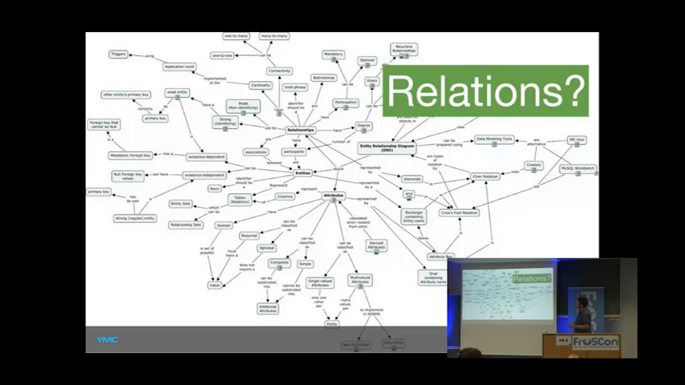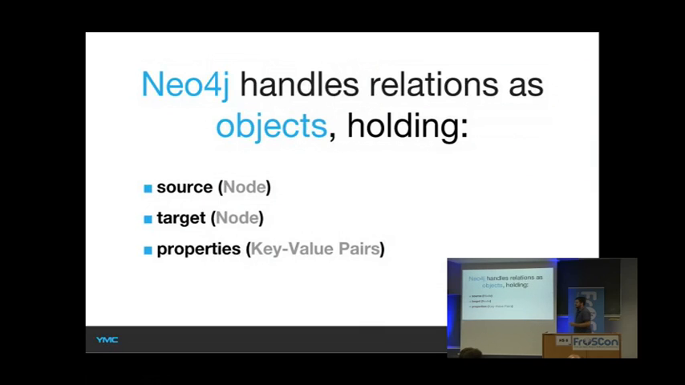So this is simple. Neo4j handles all relations as objects. These relations are quite autonomous, because every relation object has a source, which is a pointer on a node, and also a target, which points on a node, and a relation can have properties. And that's one of the key features of a graph database.